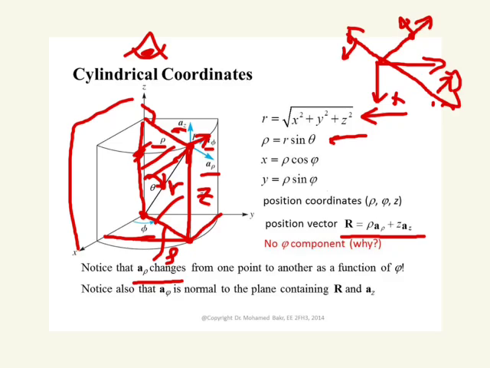So to summarize this slide, you can determine the coordinates of a point by knowing its normal distance from the z-axis. We call it rho. By knowing the angle its plane, position vector, makes with the x-axis, we call this angle phi, and by knowing its z. And the position vector is given in terms of rho and z components. There is no phi component. And you can express all this in terms of x and y.